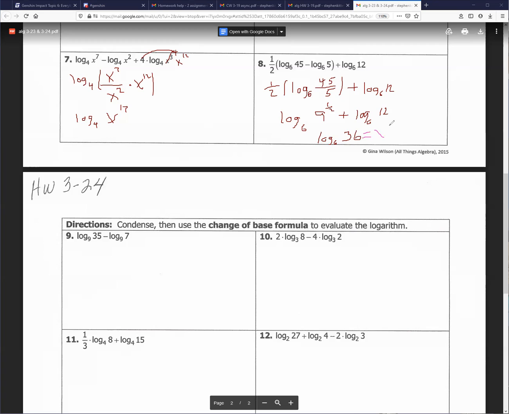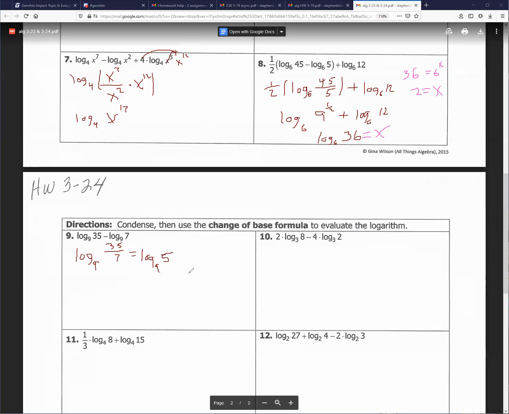And we can simplify that by writing it in exponential form. 36 equals 6 to the x. Therefore, x is equal to 2. Log base 9 of 35 minus log base 9 of 7. Use the change of base formula to evaluate when we're done. Ooh, fancy. Okay, so we still are condensing. That hasn't changed. Log base 9 of 35 over 7, which is log base 9 of 5.